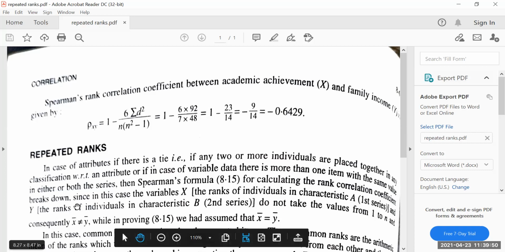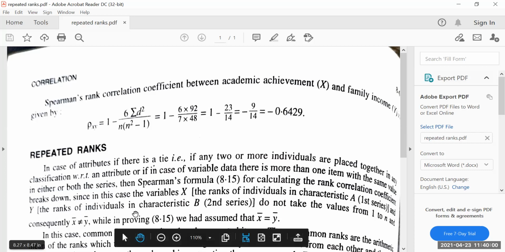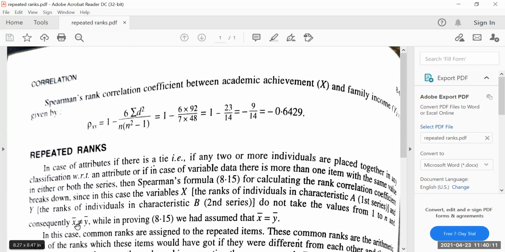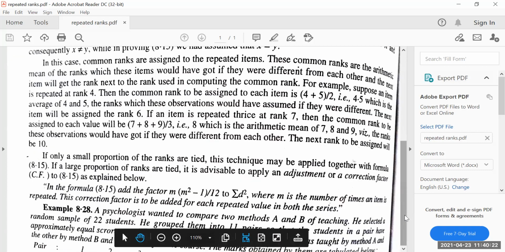And we have one more thing. Since in this case the variables x, the ranks of individuals in the characteristic A first series, and y, the ranks of individuals in the characteristic B second series, don't take the values from 1 to n, and consequently x bar is not equal to y bar. In this case the x bar is not equal to y bar because the ranks are repeating, so the values will not be from 1 to n. While in the previous case, we had assumed that x bar is equal to y bar.